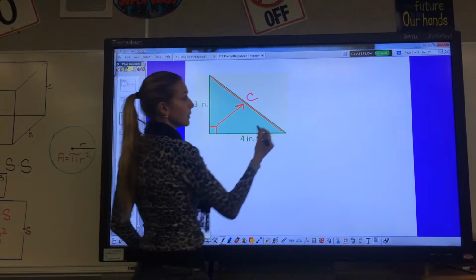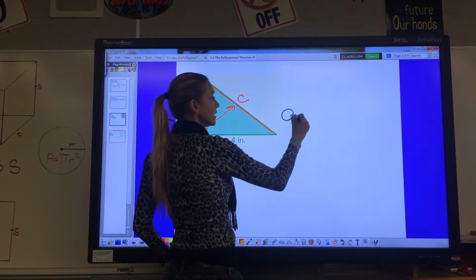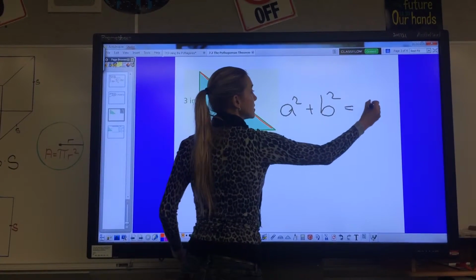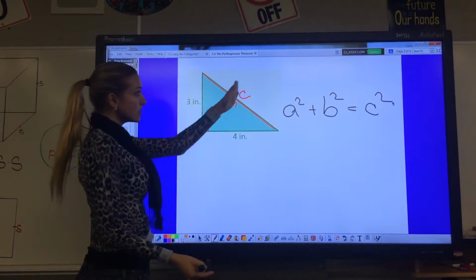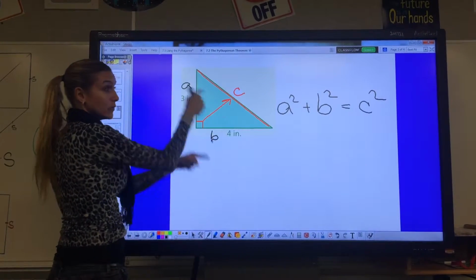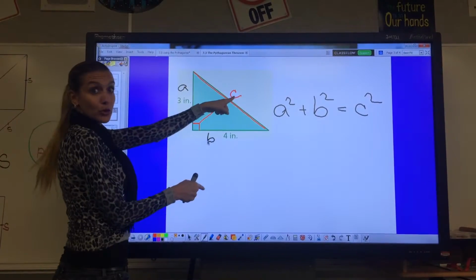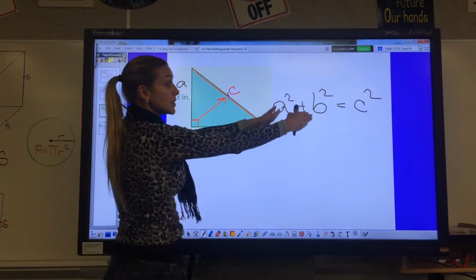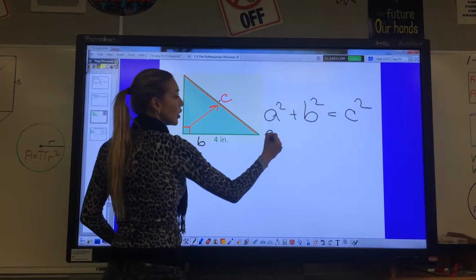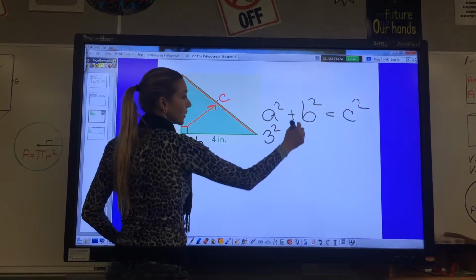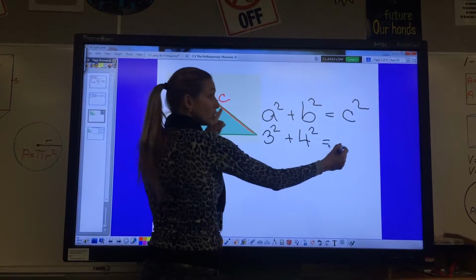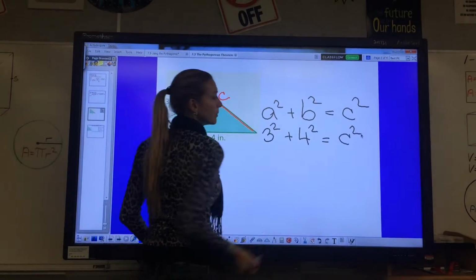Then I have to write my Pythagorean theorem, which says a squared plus b squared equals c squared, right? Well, if this is C, this is going to be A and B, and it doesn't matter if you switch those two around, as long as you know this one. Then you will substitute in. A is 3, so 3 squared. B is 4, 4 squared equals, we don't know what C is, it's still C squared.